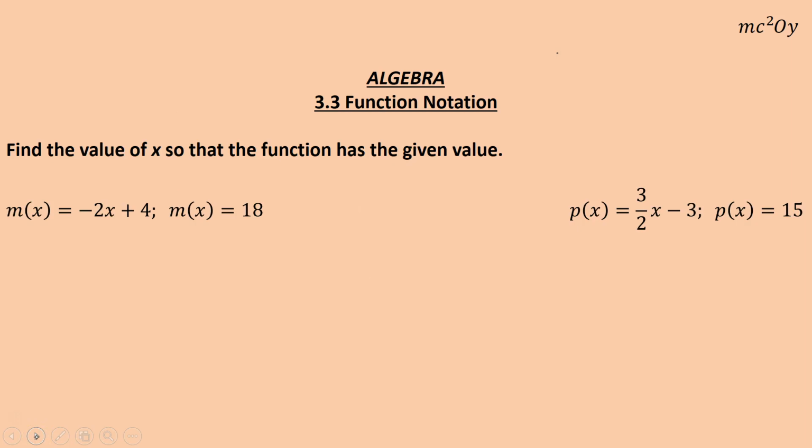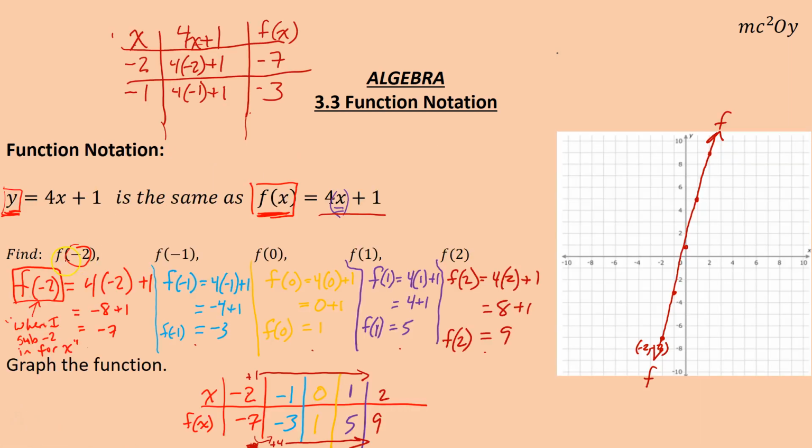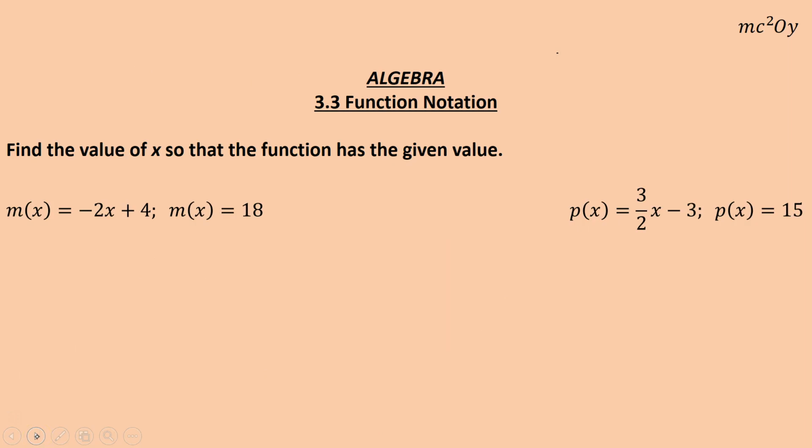All right. Next, find the value of x so that the function has a given value. Now, this time, notice over here we had f of -2. Rather than having like m of -8 or m of 18, we're saying m of x equals 18. That means we actually replace m of x with 18. This substitutes for m of x, that whole thing. So this becomes 18. We always substitute inside parentheses, is equal to -2x plus 4. So this is saying, what is our input when our output is 18?